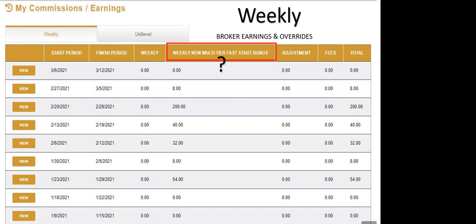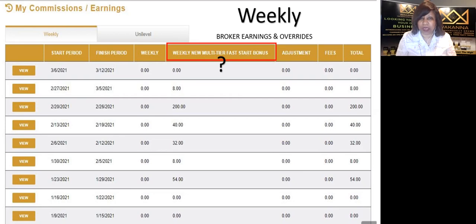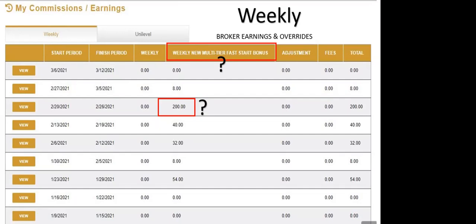It's what you sold for dispensary sales. And here's how you know that. Look at the numbers on this column, this weekly new multi-tier fast start bonus. Fast start is what helps me know what it is because it's the fast money. It comes in weekly. What can we sell that we get $200 from? The hemp premium MB? Nope, we're not talking about products. You first come in and you sell that big package, you get the $200 automatically.